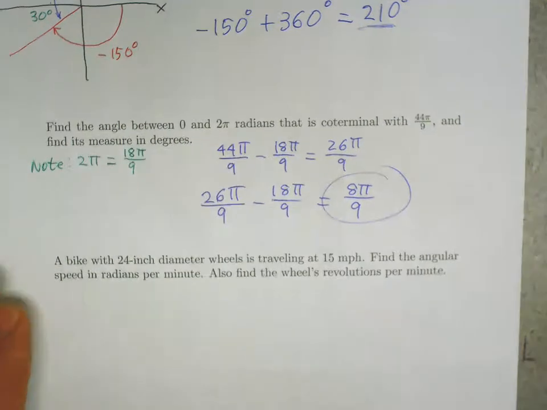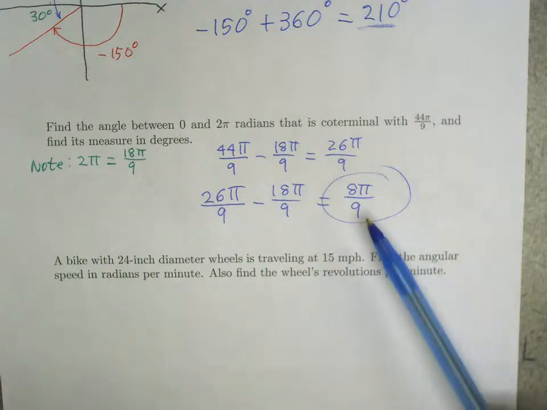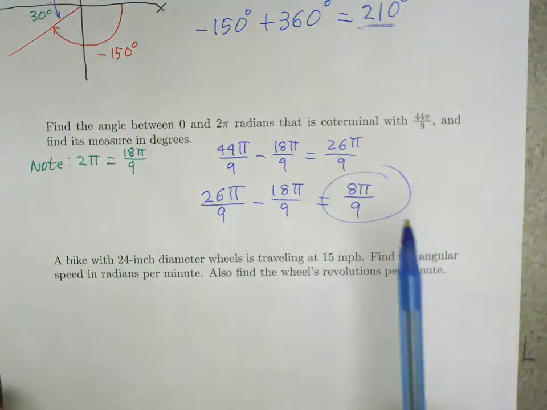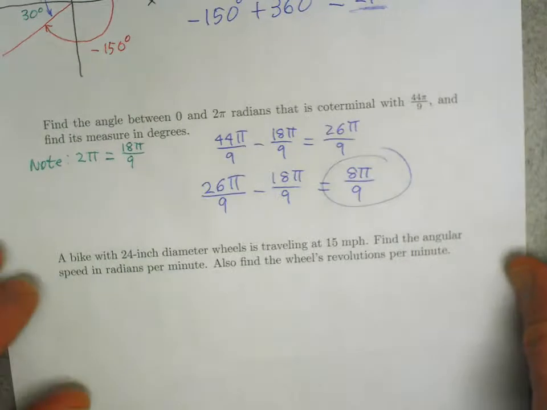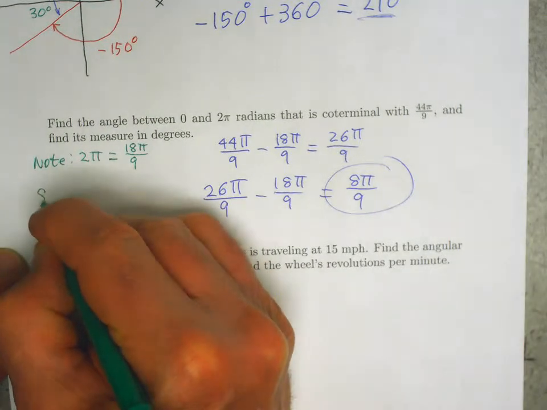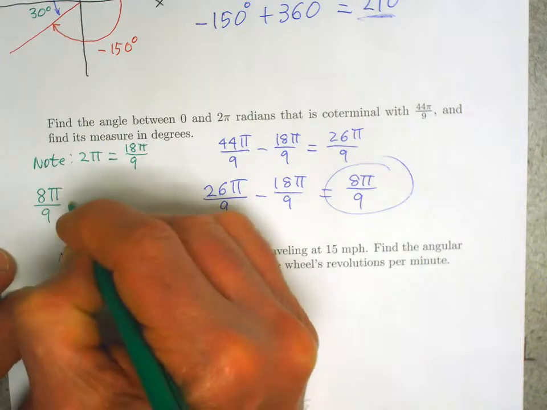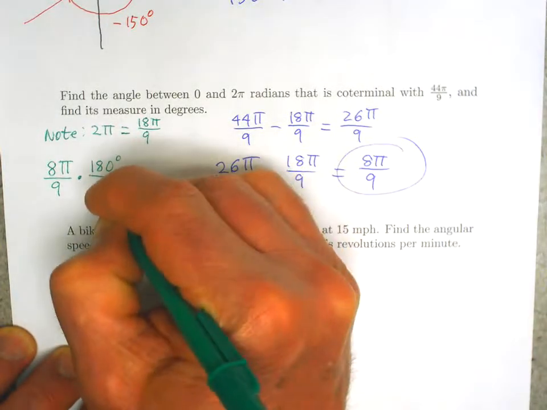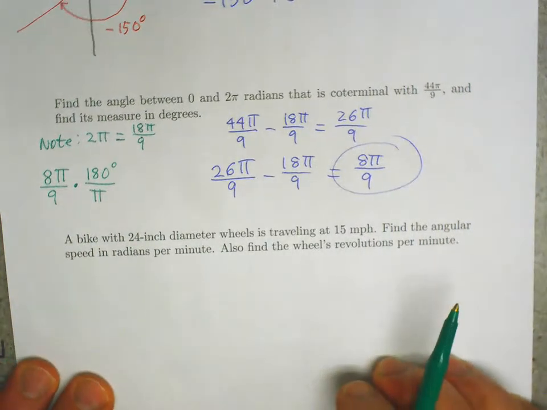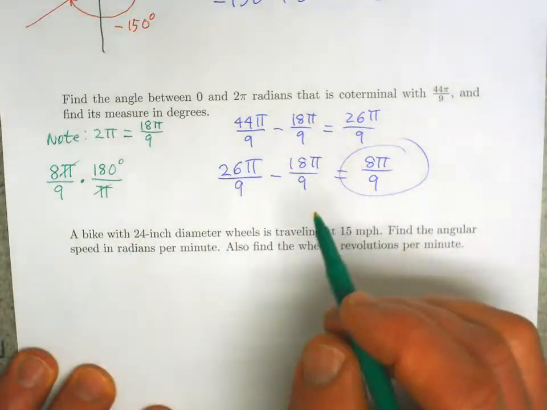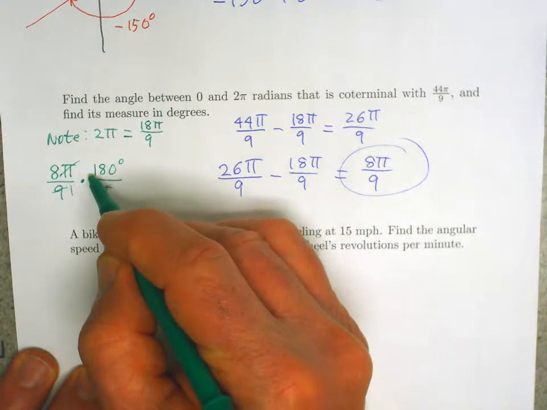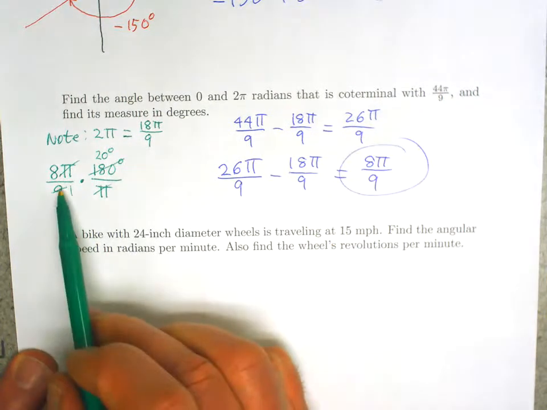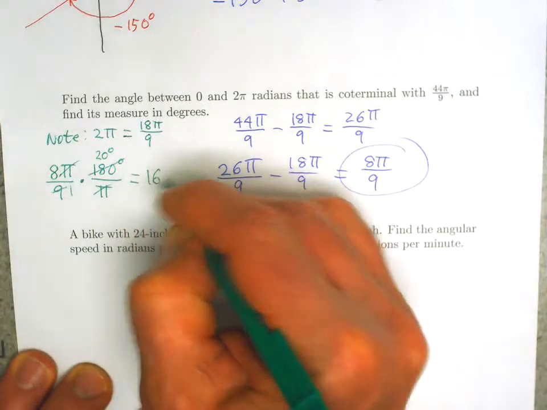So 8 pi over 9 is the coterminal angle with 44 pi over 9, and it's between 0 and 2 pi. Oh yeah, let's convert this to degrees. So if you want to convert an angle measured in radians to degrees, then this time you multiply by 180 degrees over pi. So this is going to work out nicely. Pi divided by pi. 9 goes into 9 once and into 180 degrees 20 times. And then we just have 8 times 20 degrees, or 160 degrees.